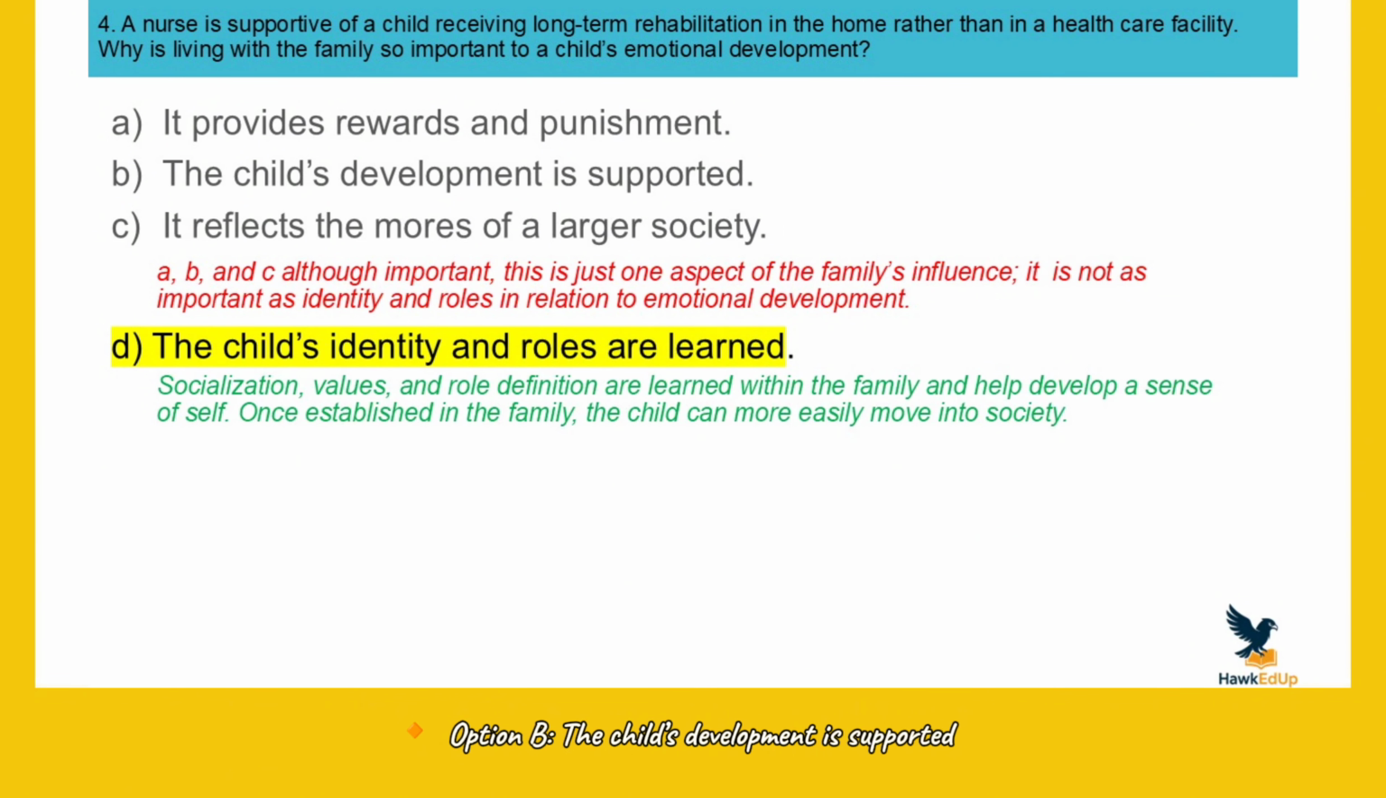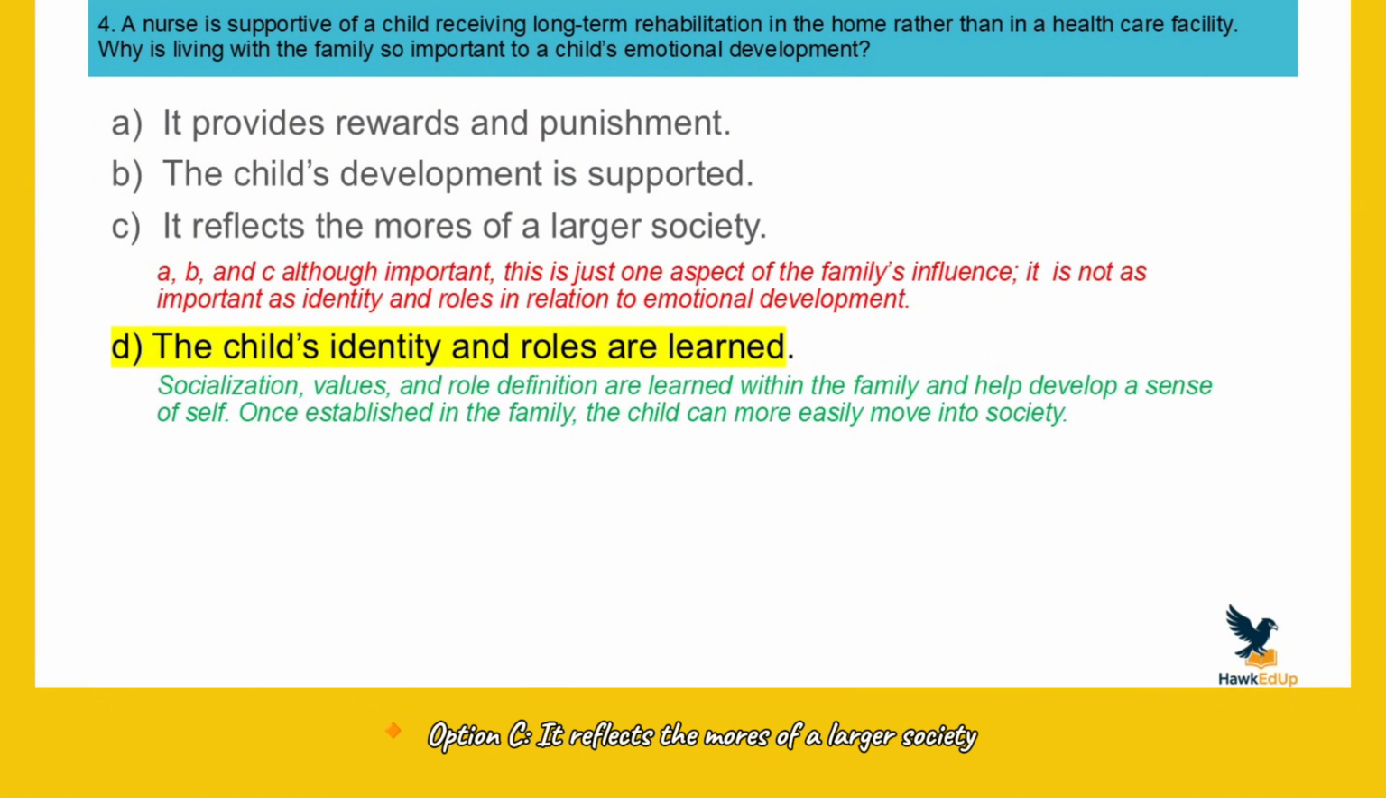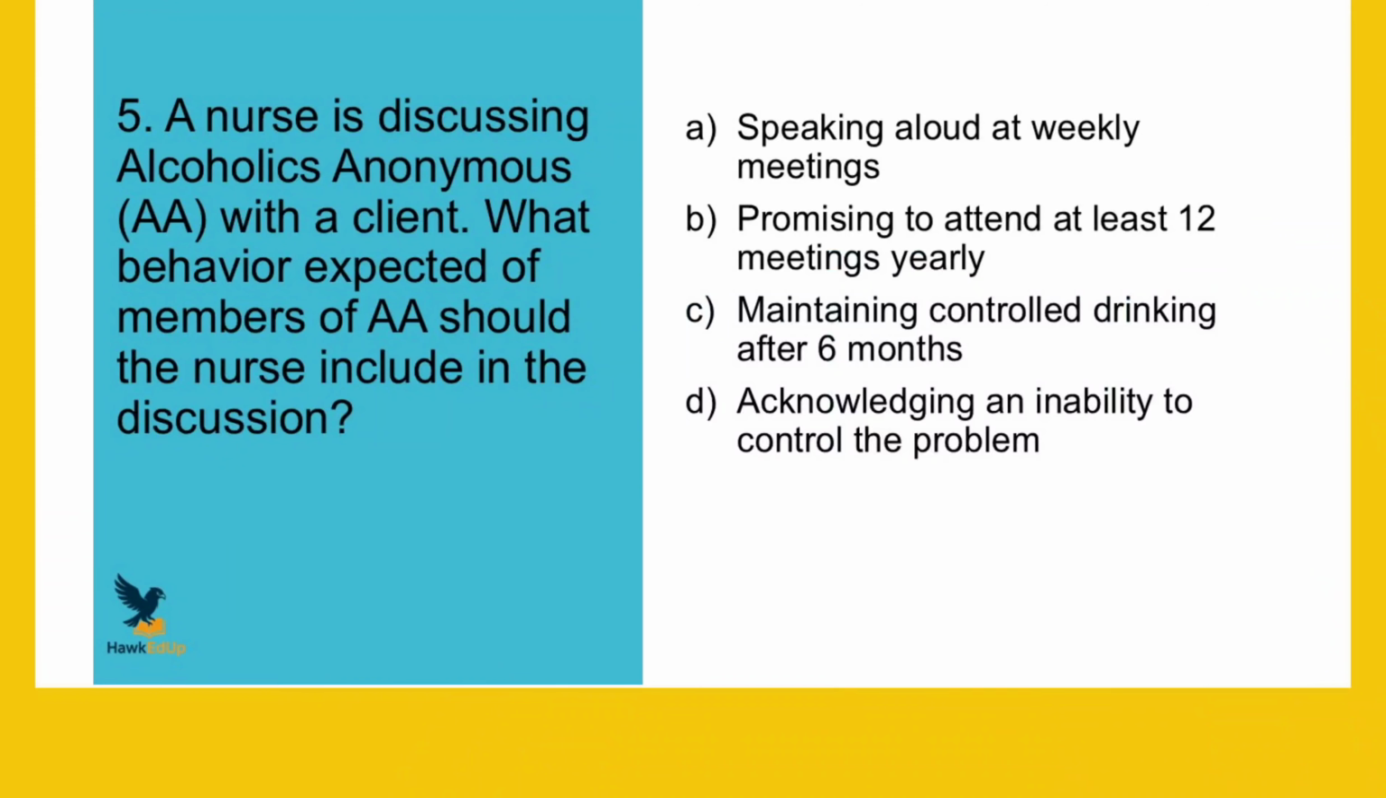Option B. The child's development is supported. True, but too vague. It doesn't highlight emotional growth and role learning, which are more specific to this question. Option C. It reflects the mores of a larger society. The family does teach social norms, yes, but that comes after the child develops a sense of self and personal identity within the home.